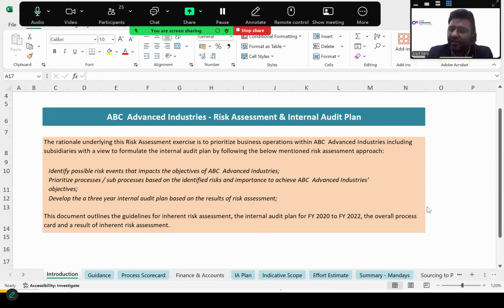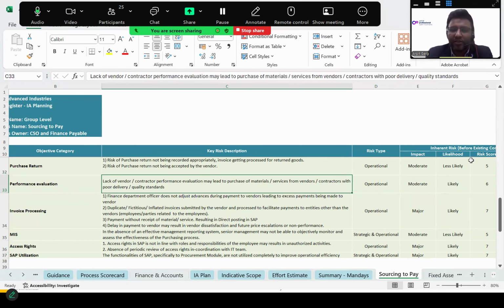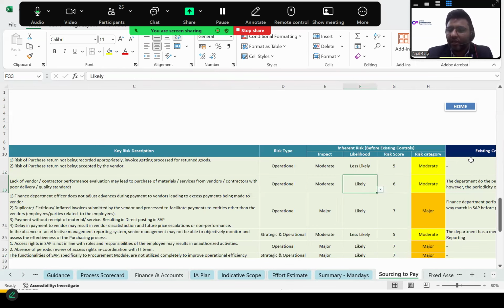So how do we do that? If you see, generally the risk rating that we do is at an inherent level and not at a residual level. And the reason why is, let's take an example here. Lack of vendor contract performance evaluation may lead to purchase of material or service from vendors or contractors with poor delivery quality standards. Now there are high chances of this happening, and it will have a moderate impact.